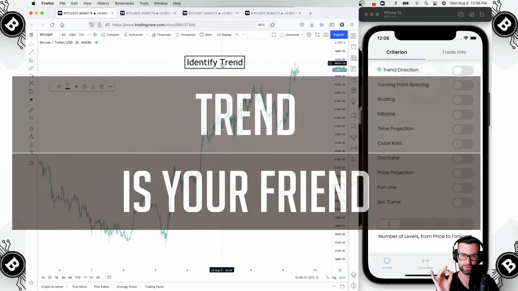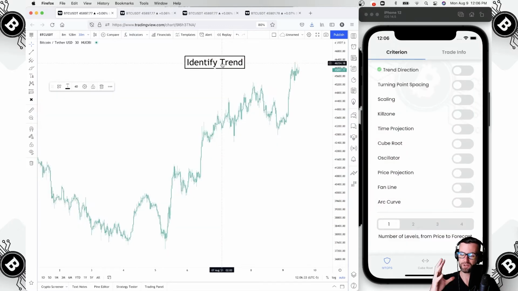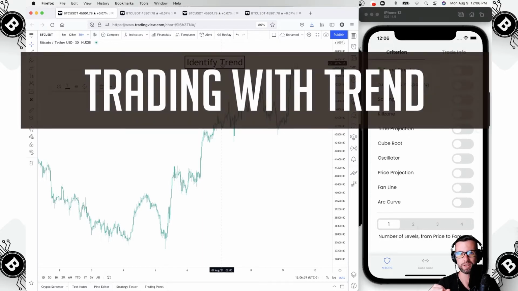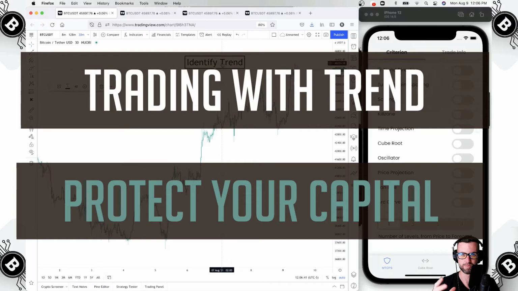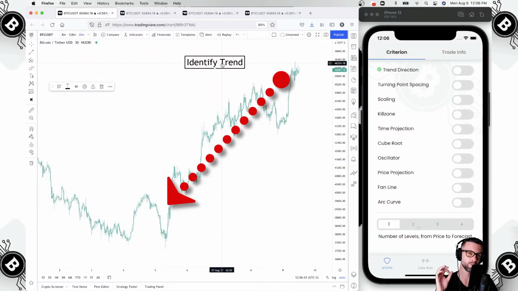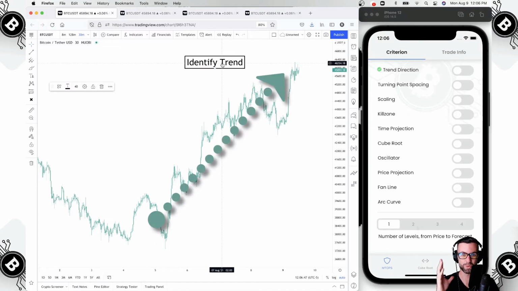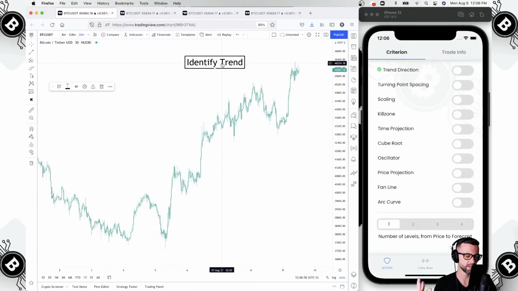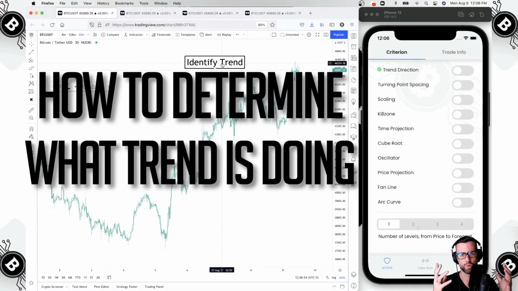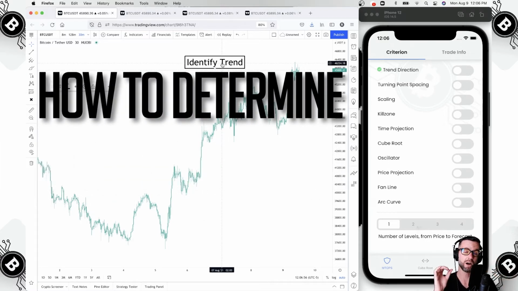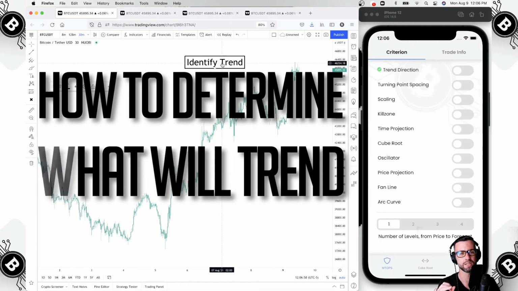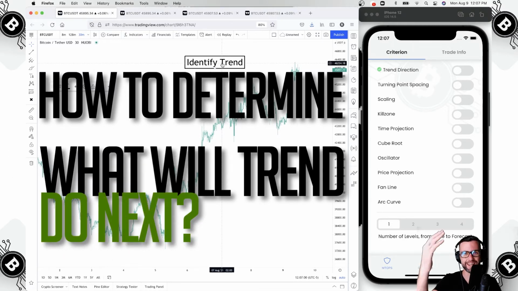Trend is your friend. So if you decide to stay on with us, we are going to emphasize this because trading with trend will protect your capital. Trading against trend will be very risky. So we highly recommend that you don't do that. Okay, so trade with trend. Now, the next step is, how do we ascertain what trend is doing? And how, more importantly, do we ascertain what trend wants to do next?